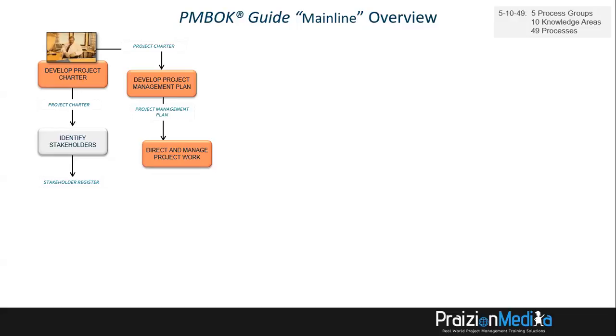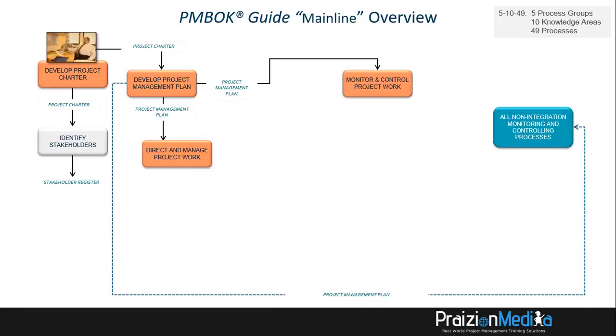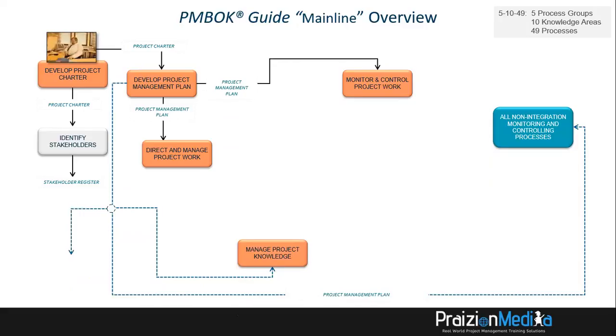Ultimately, we assemble these plans, and those all together make up the project management plan. Now, that goes to a process known as direct and manage project work. And out of this process, we get some rather important outputs that we'll take a look at shortly. But the project management plan forms the basis for this main line. As you can see, this project management plan goes to manage project knowledge, monitor and control project work, and all non-integration monitoring and controlling processes.